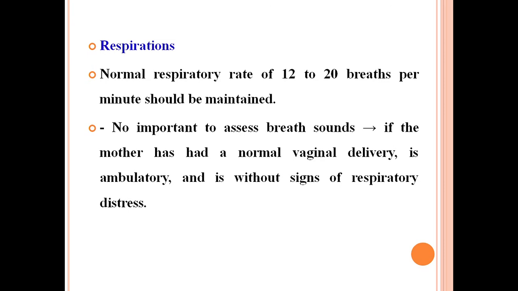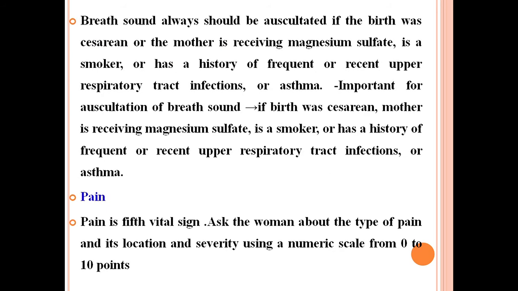Respiration, normal respiratory rate of 12 to 20 breaths per minute should be maintained. Not important to assess breath sound if the mother has a normal vaginal delivery, is ambulatory and is without sign of respiratory distress. Breath sound always should be auscultated if the birth was caesarean or the mother is receiving magnesium sulfate, is a smoker, or has a history of frequent or recent upper respiratory tract infection or asthma.